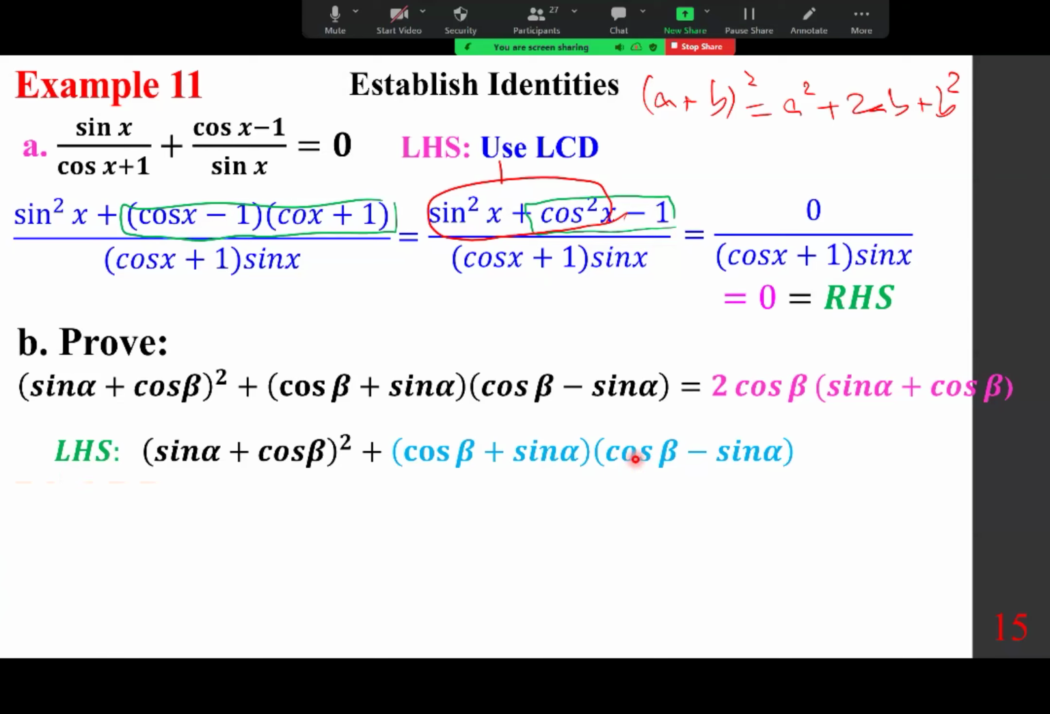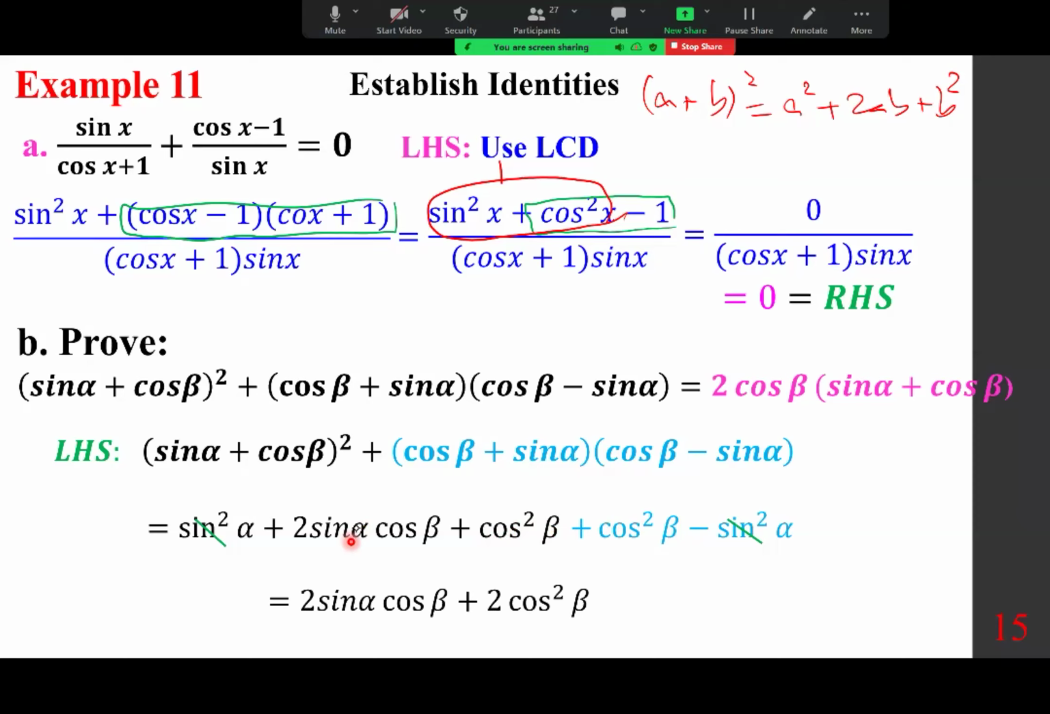A plus b, a minus b is a squared minus b squared. So cosine squared minus sine squared. So this part is this part and this part is this part. Hopefully we have no problem. We notice that sine squared and minus sine squared cancel each other. And we notice that these two will combine into 2 cosine squared beta. This doesn't change. And we can factor out 2 cosine beta. So if I factor out 2 cosine beta, I'm left with sine alpha plus cosine beta, and I'm done. So knowledge of algebra factoring is a must.